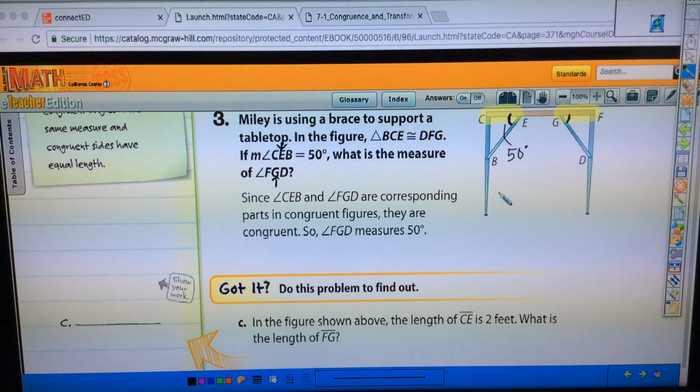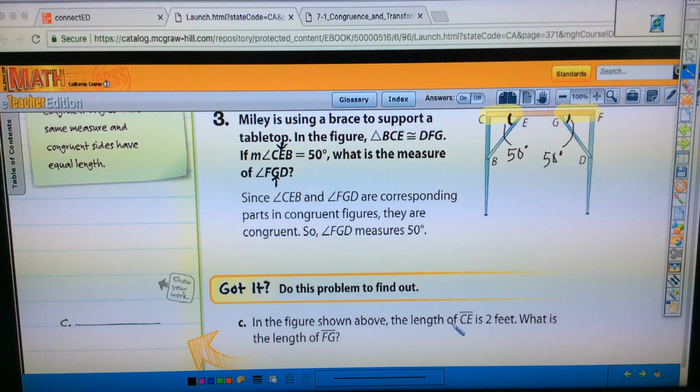Well, I don't know about you, but to me this looks like it's a reflection, right? Meaning that the angles are in opposite positions, in mirror image. So if E is 50 degrees, so is F. F is also going to be 50 degrees. They are congruent.